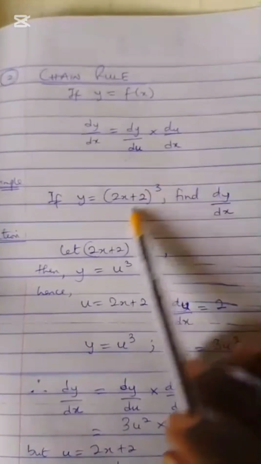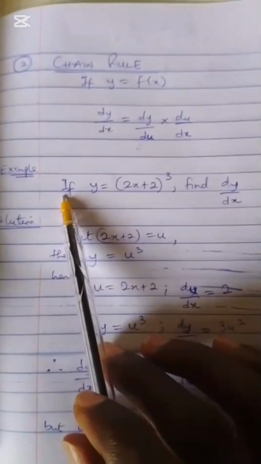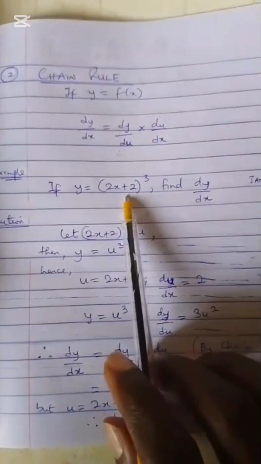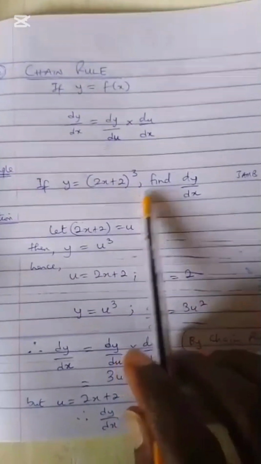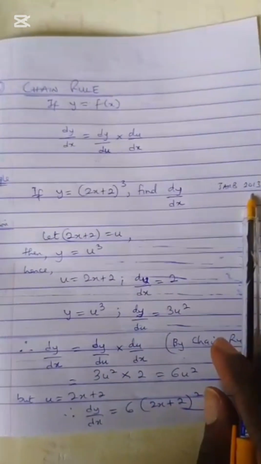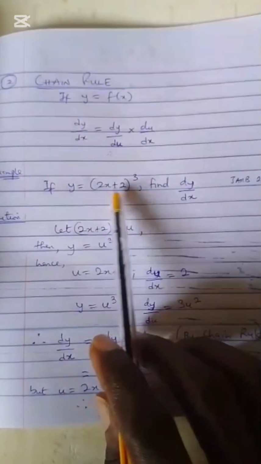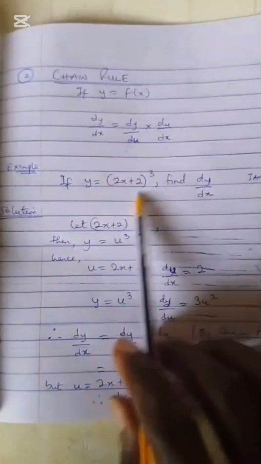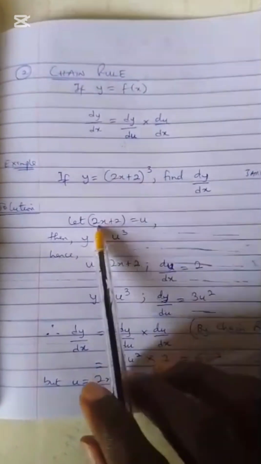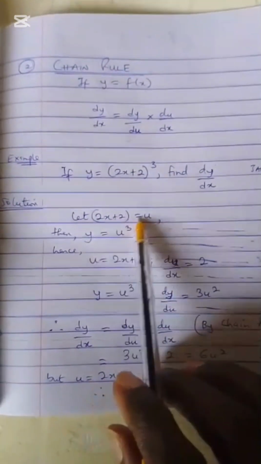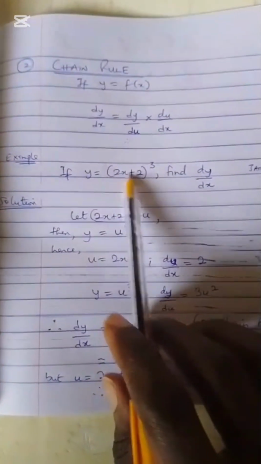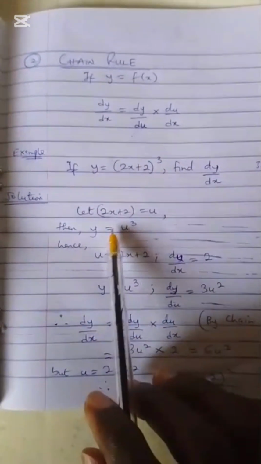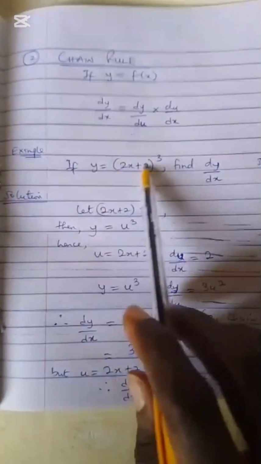Alright, so we have this question. If y is equal to (2x plus 2) all cubed, find dy dx. It's from the JAMB of 2013. So let u be equal to whatever is inside the brackets. You introduce a letter u, and you say let u be equal to what's inside the brackets. Then that means y will be equal to u cubed. If all of this is u, then y is equal to u cubed.